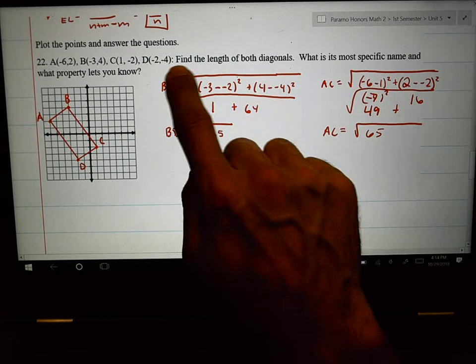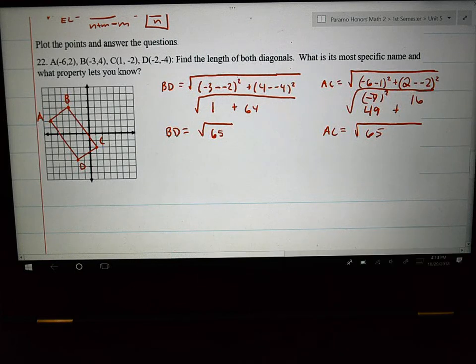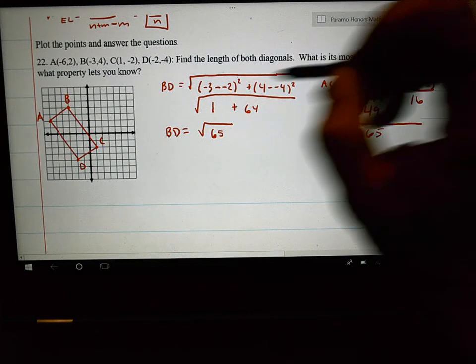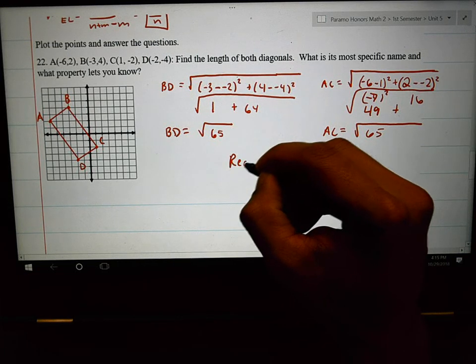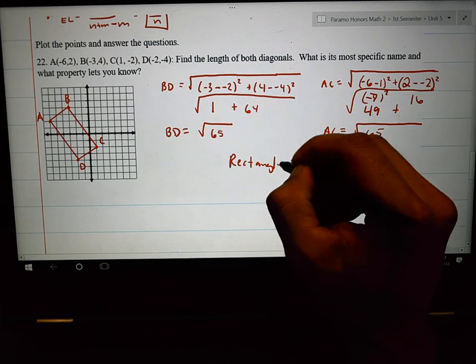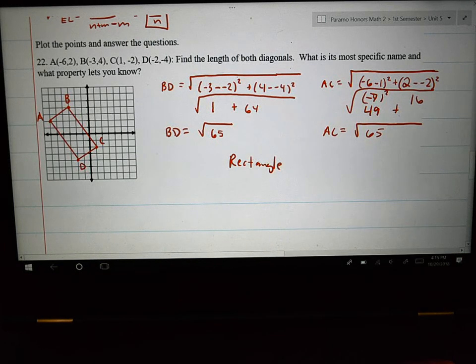Find the length of both diagonals. We've done that. What is the most specific name and what property lets you know? When I look at this and I know that this diagonal is exactly the same length as this diagonal, there's only two real shapes, quadrilaterals, that have diagonals that are congruent. The first shape is a rectangle. There is a second shape that has congruent diagonals, and that's an isosceles trapezoid.